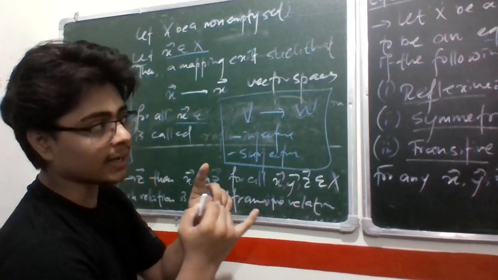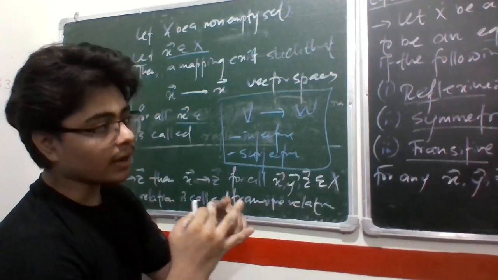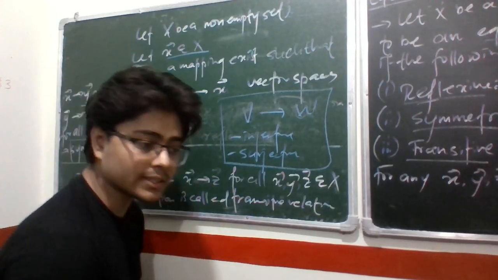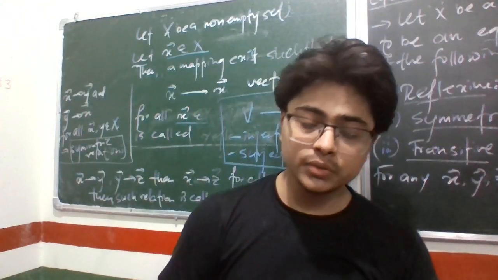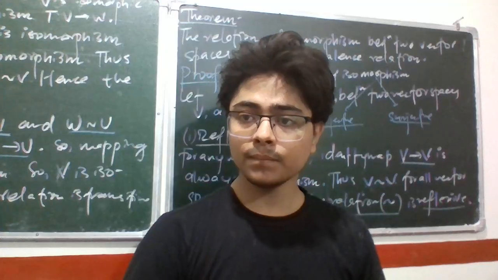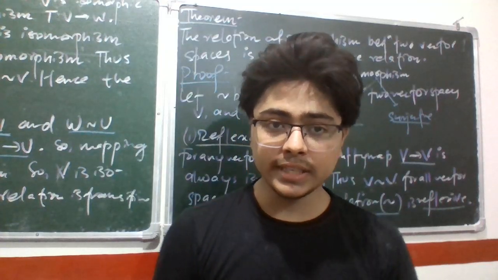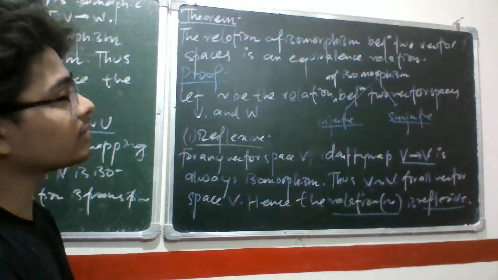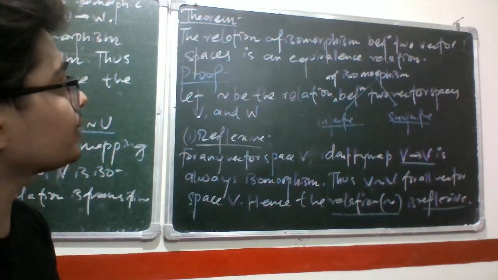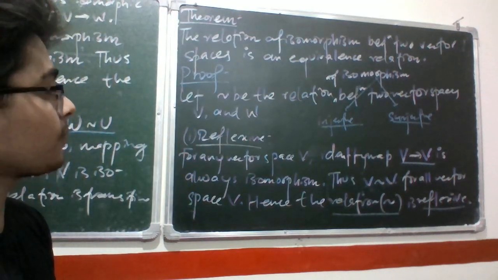What are they? They are reflexive, symmetric, and transitive relations. Now let's see this and let's try to prove this theorem. Okay, let's try to understand this theorem. It says that the relation of isomorphism between two vector spaces is an equivalence relation.